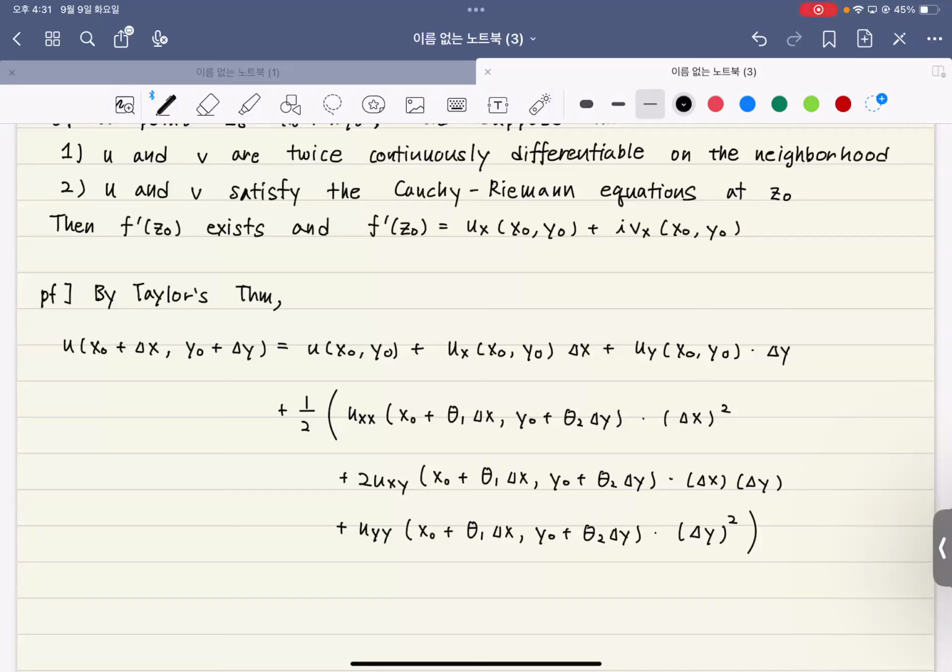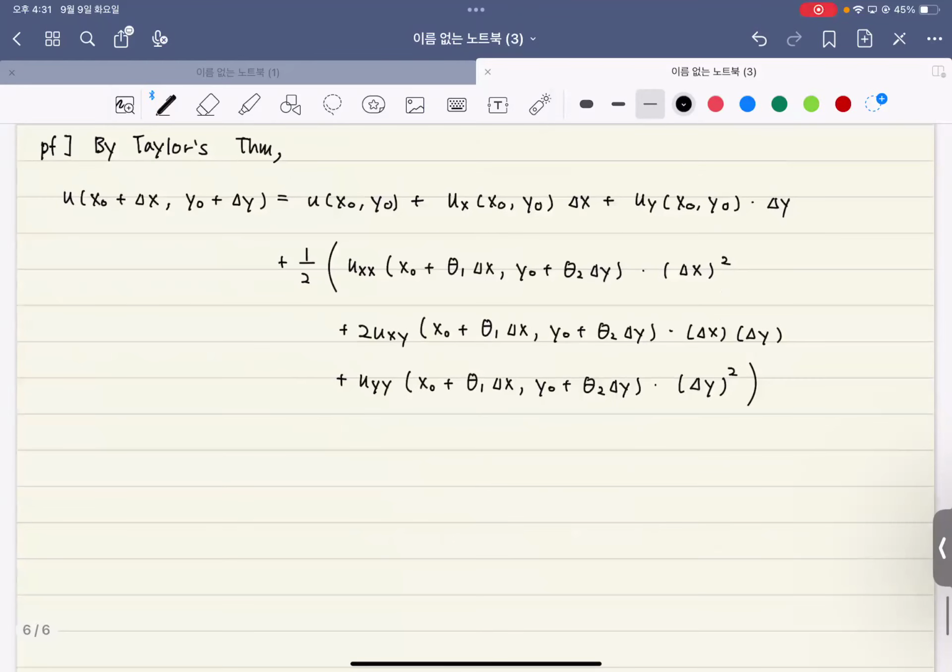So this is a degree 2 Taylor expansion of the multivariate function u centered at the point x0 and y0. This is the degree 1 term and this is the degree 2 term. You can consider this as some kind of generalization of the mean value theorem. So you can find some numbers, theta 1 and theta 2, satisfying this equality. That's it.